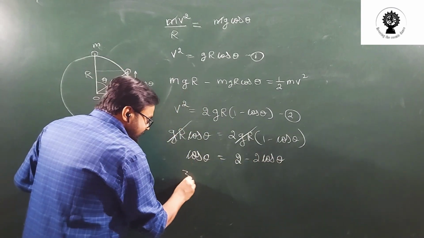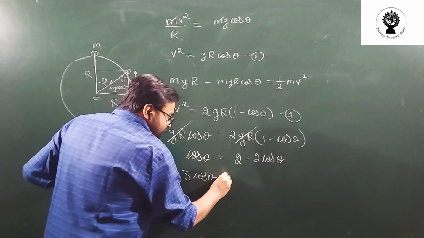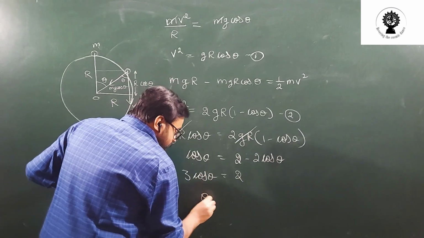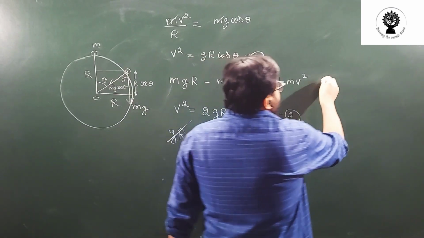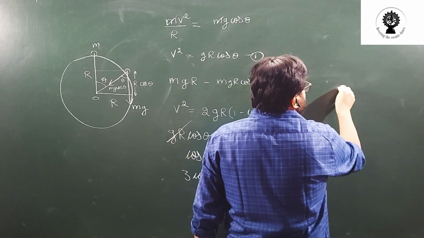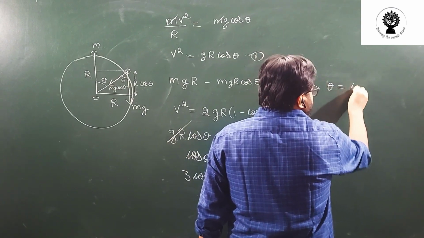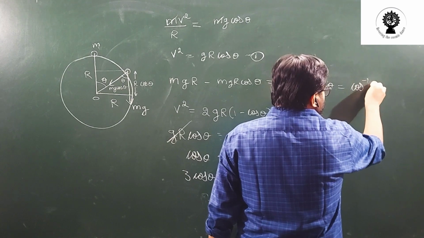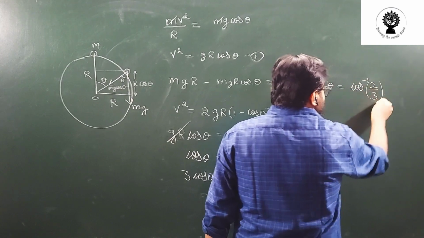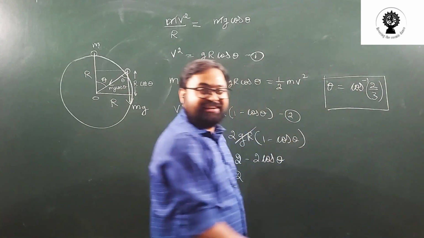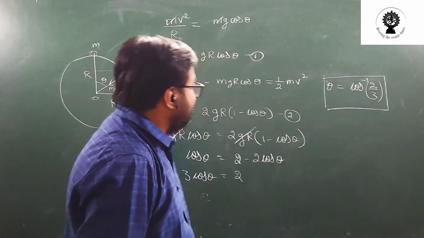Bring this cos theta here, it's going to be 3 cos theta equal to 2, or theta would become equal to cos inverse of 2 divided by 3. That's a fascinating result. It's a mind-boggling result.